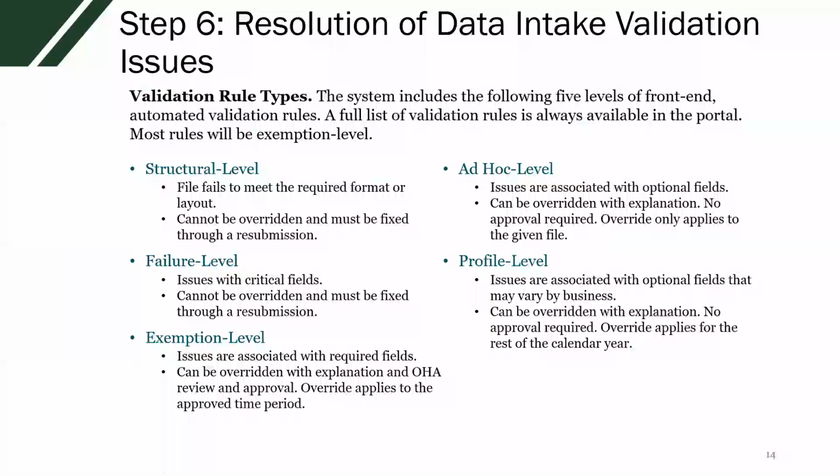So here, as I said, there's 5 different types of automated validation rules. And this describes each of those rule types. Structural and failure must be resolved and corrected, so it usually requires a resubmission of the file. Exemption, ad hoc, and profile can be overridden.